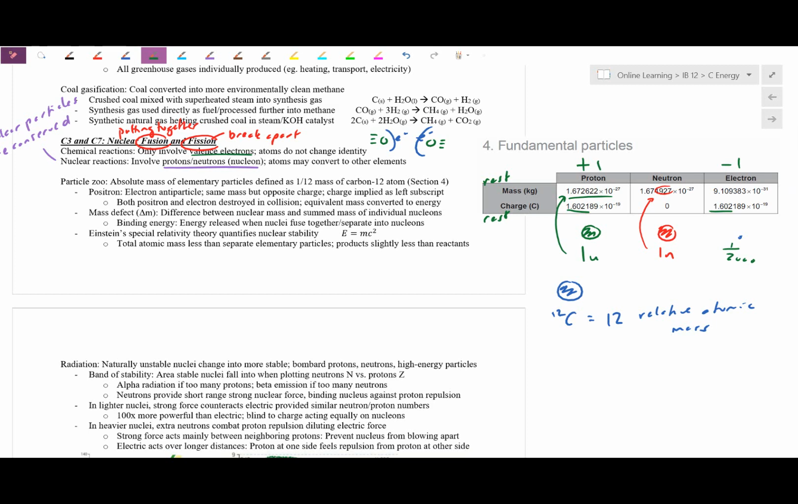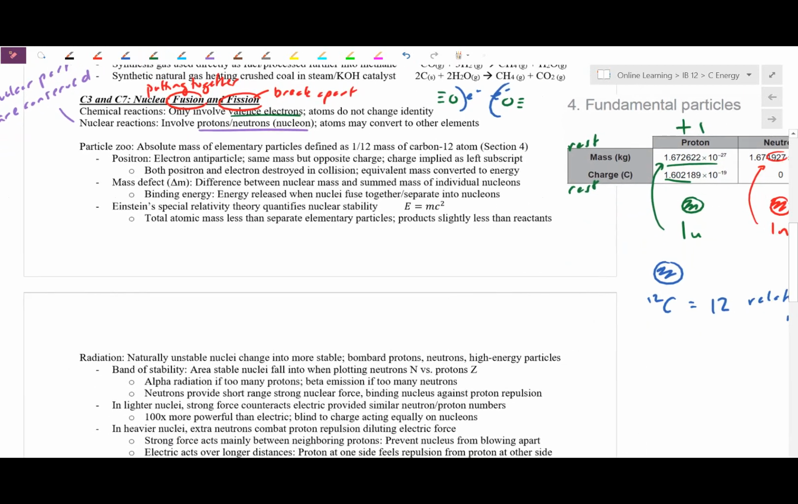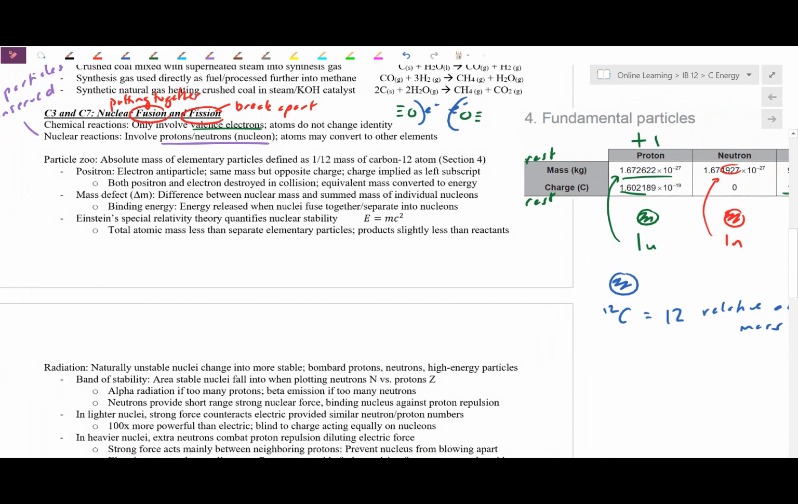I'm just introducing to you that there are more particles than this. Those particles will also have rest masses and differences in charges. They just introduced one of them for you here, a positron. A positron is essentially everything the same as an electron. We call it an antiparticle, with exactly the same mass, whereas an electron has a minus charge, a positron is said to be an electron with a positive charge. The charge is implied as a left-hand subscript, especially as we get into our standard atomic notation.